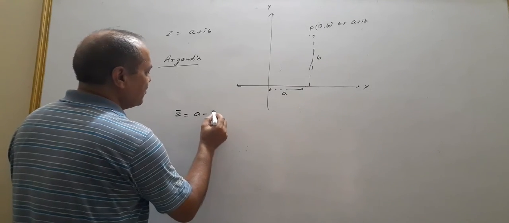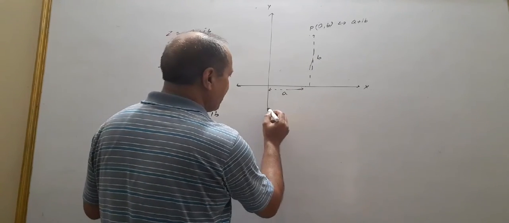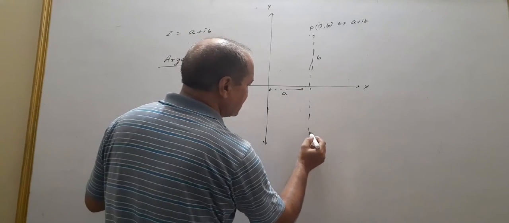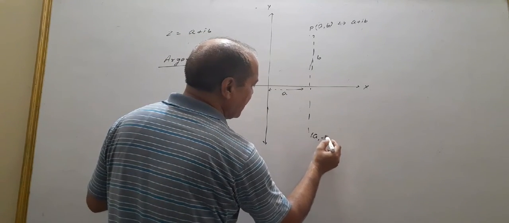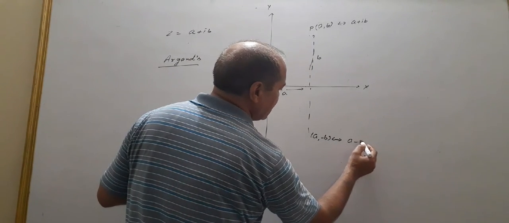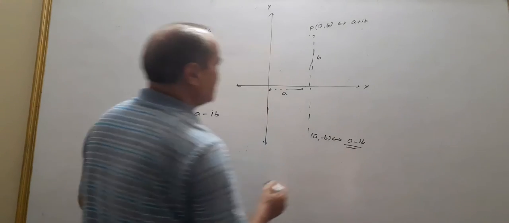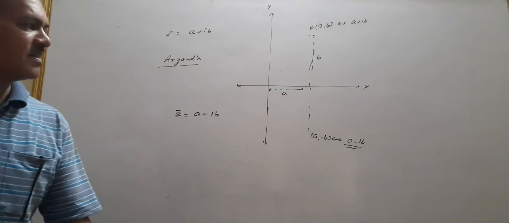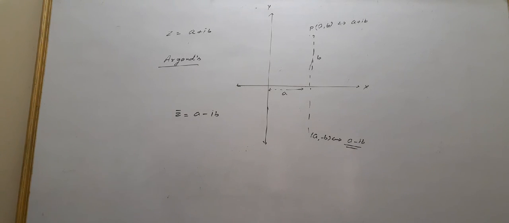The conjugate of this is equal to minus of iota b, this will be here, that is minus of iota b, that is the projection of this, that is a minus of iota b, and this is the representation of the conjugate of complex number. So this is the representation of complex number. In the next lecture I will give some more questions to you.